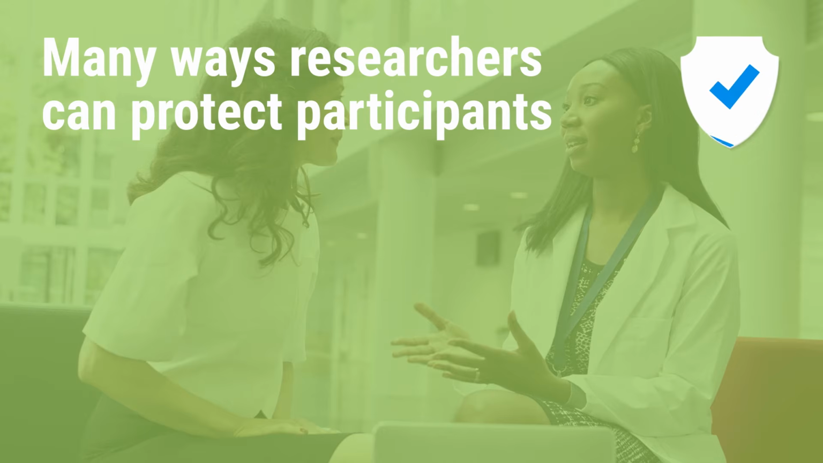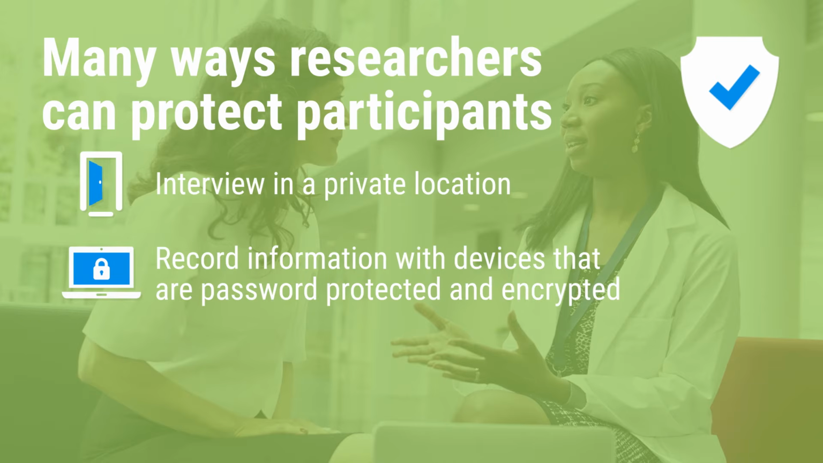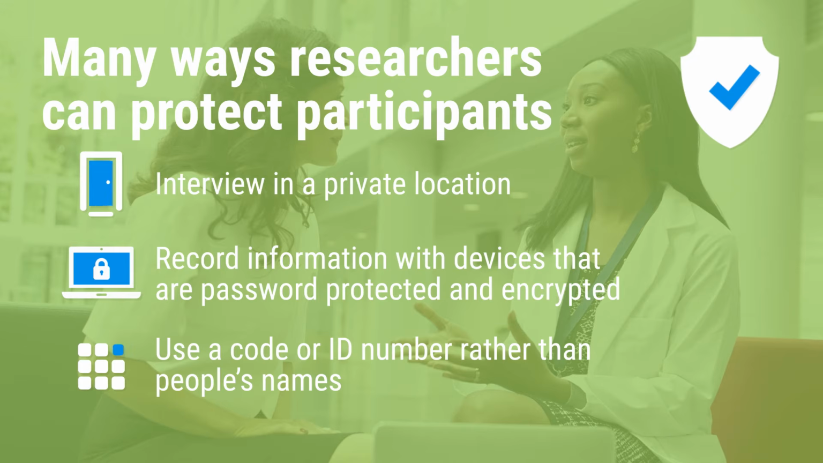There are many ways that researchers can protect participants from these risks. For example, if researchers are asking sensitive questions in a face-to-face interview, they can conduct the interview in a private location where no one can overhear the answers. Researchers can also record the information with devices that are password protected, so the information is only accessible to those in the research team. For some studies, there's no need to even write down the person's name, or any information that could identify the person. For other studies, when researchers still need to be able to identify participants, they can use a code or ID number rather than people's names.